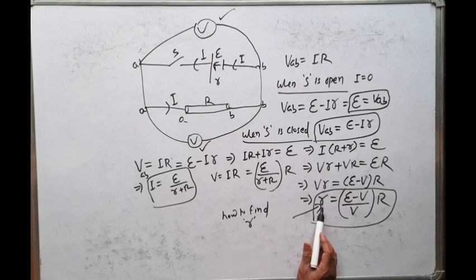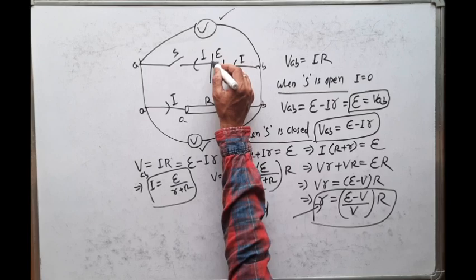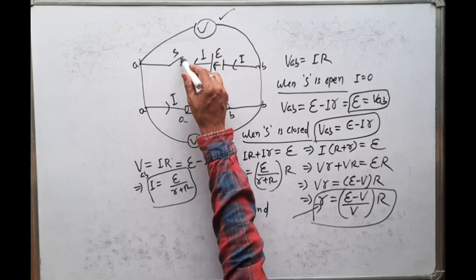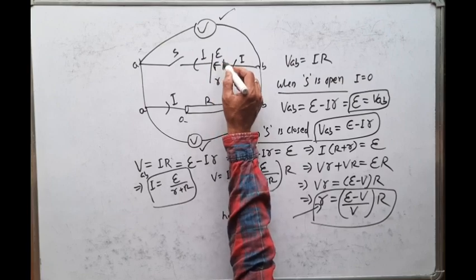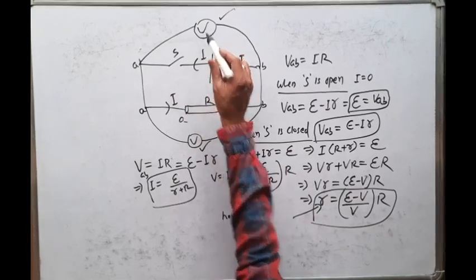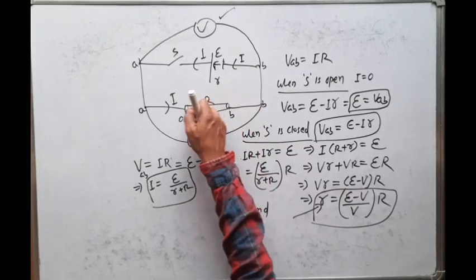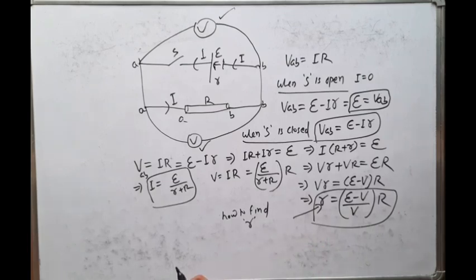So first, what will you do? Take the switch open. Let us say the switch is open. Now measure the potential difference across the terminals of the battery. That will give E. Then close the switch and measure the voltmeter reading. That is V. And using a multimeter, you find the value of the external resistance R.